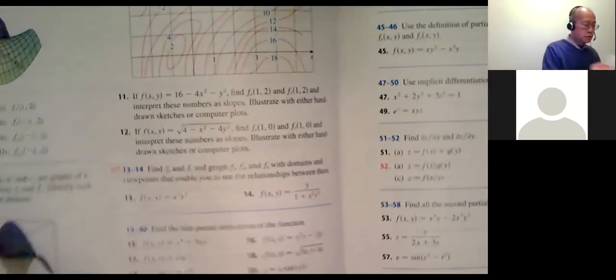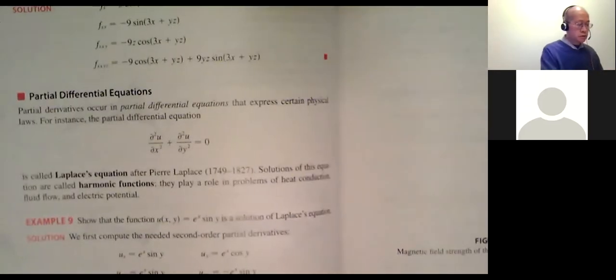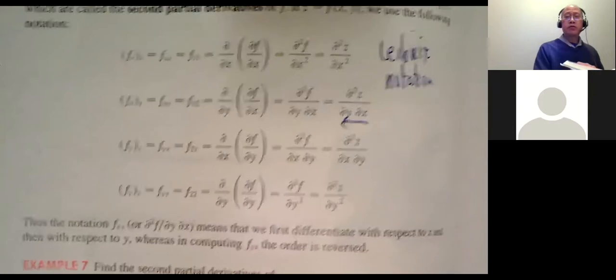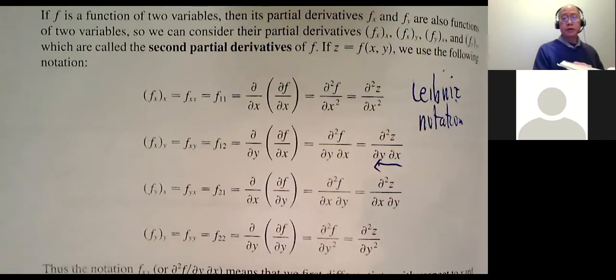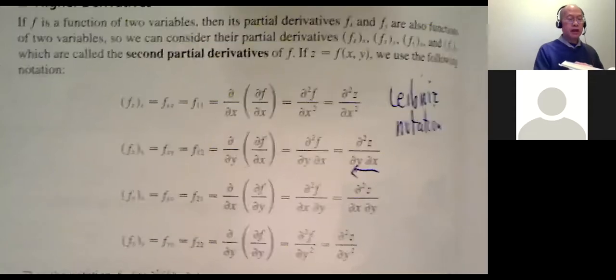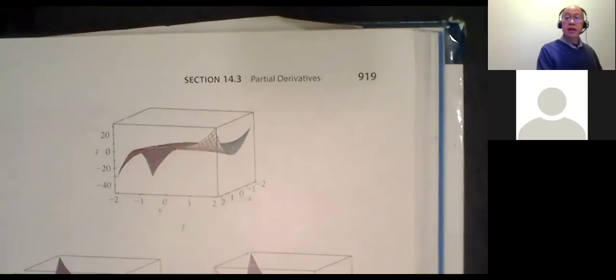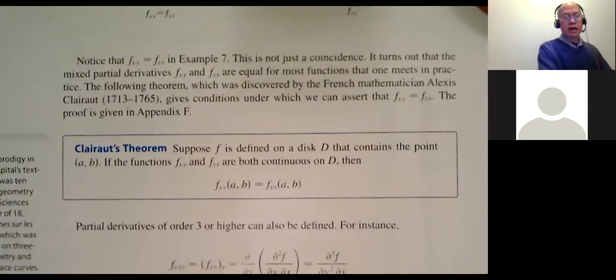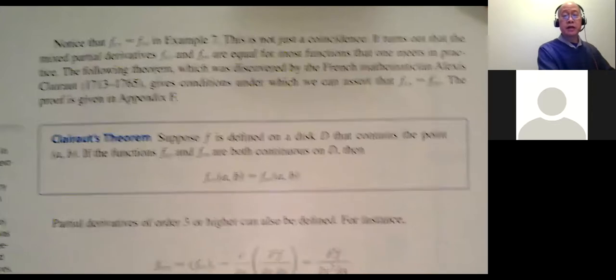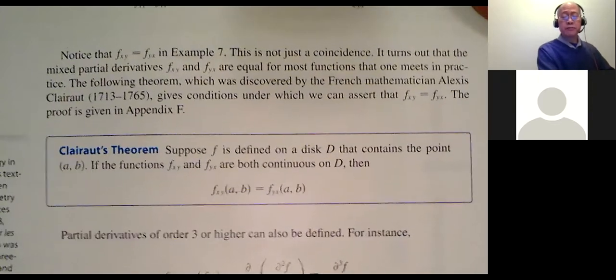Okay, so that deal that I just mentioned before about going backwards, that you're supposed to go right to left instead of left to right. It's not that big a deal because it actually doesn't matter. Okay, fxy is going to be fyx in general. On page 919, that's something called Clairaut's Theorem. You can put it down, but I don't think you have to. It's pretty easy to memorize. The mixed partials are equal.